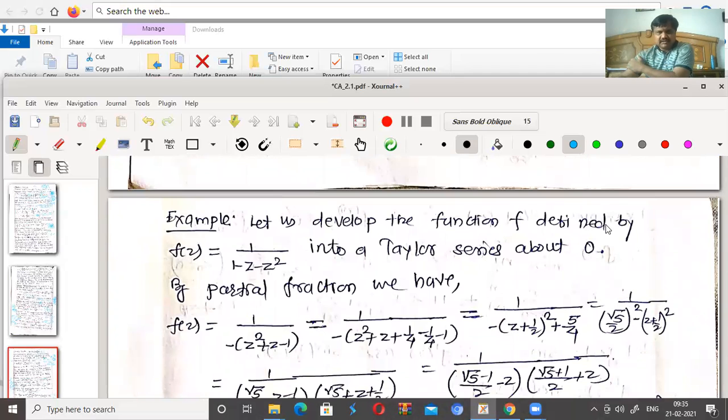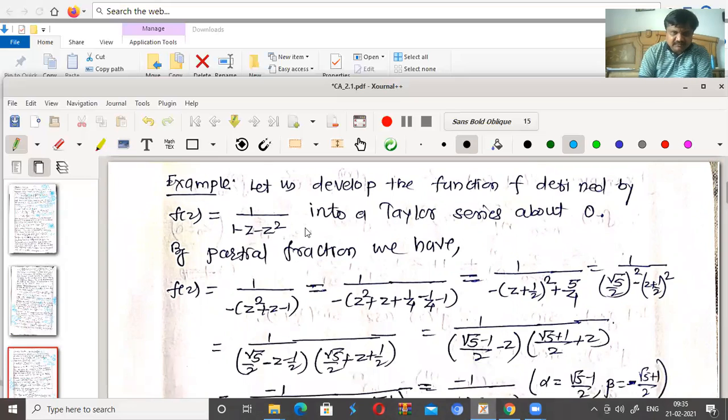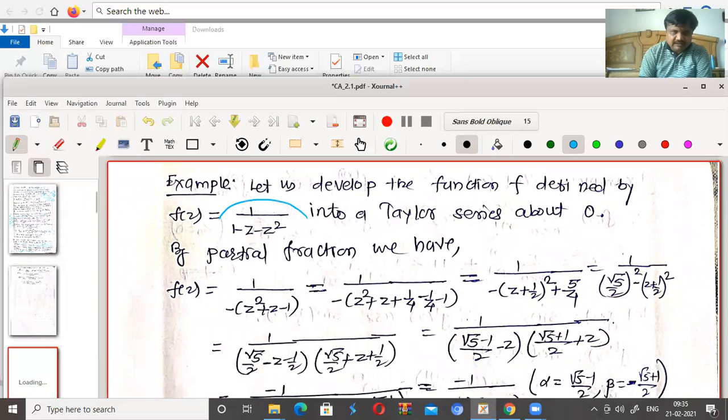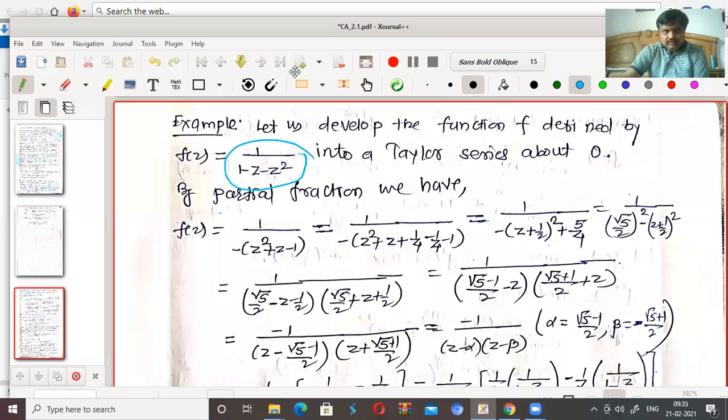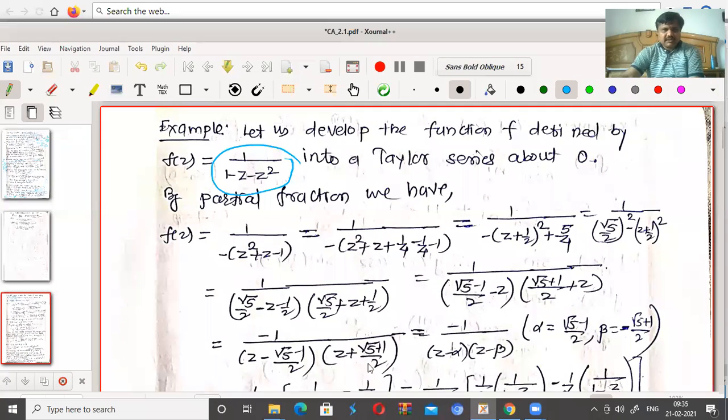Let us develop a function f defined by f of z equal to 1 upon 1 minus z square into a Taylor series about 0. If such a function is there, then we can find its power series expansion, a Taylor series expansion about 0.